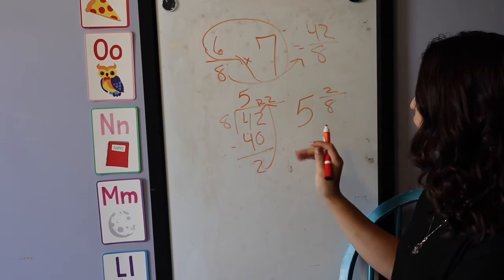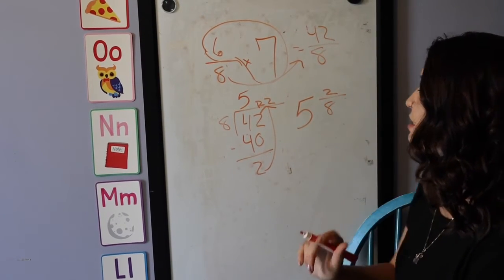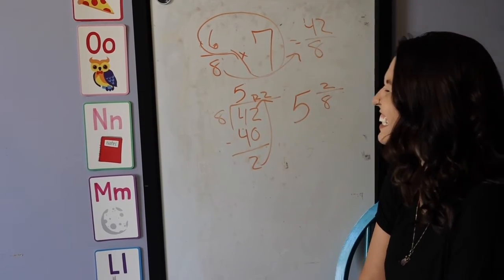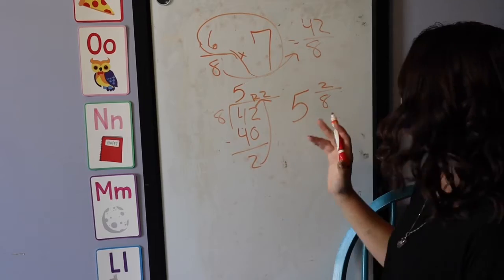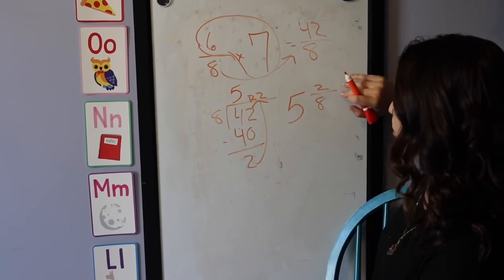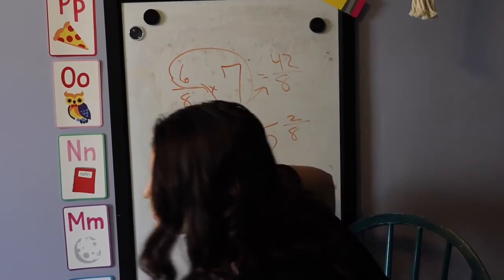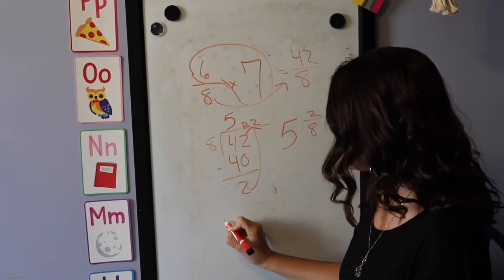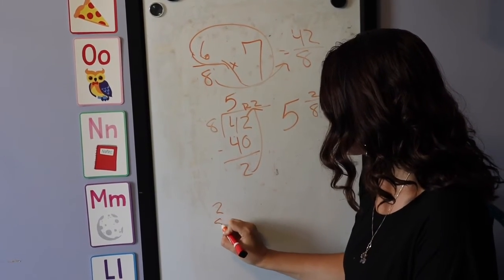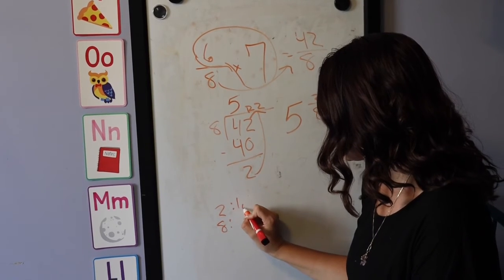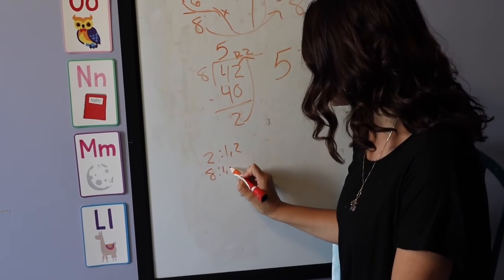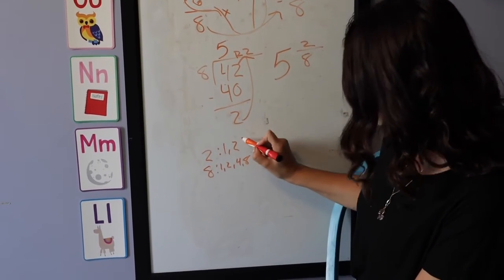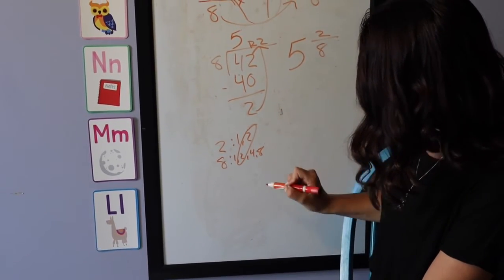Good job. Can we simplify? Just looking at this, do we know if we can simplify or not? We can, and we know this because the top and the bottom are both even numbers. Okay, so we know we can 100% divide by 2. So we can double check and make sure. 2 is 1 and 2. 8 is 1, 2, 4, and 8. And we see that the biggest number they have in common is 2.